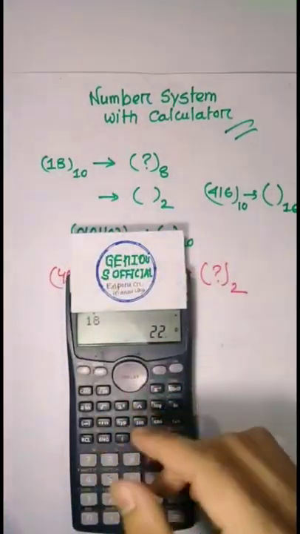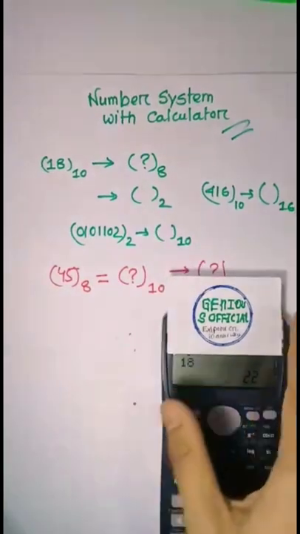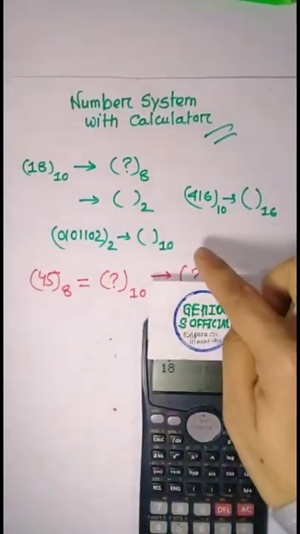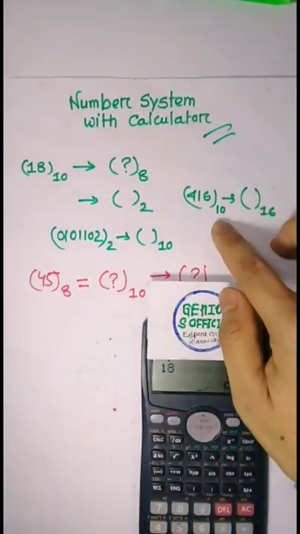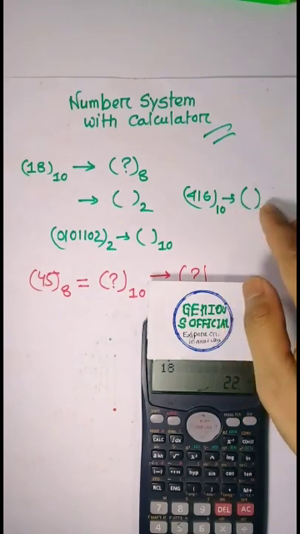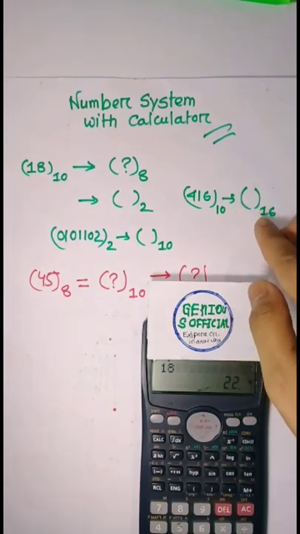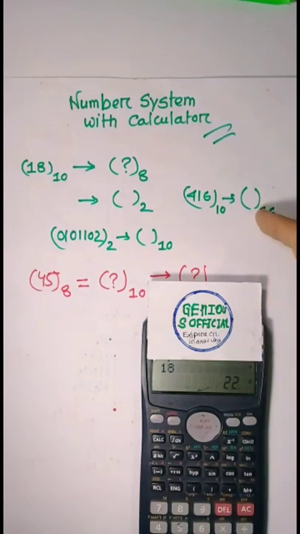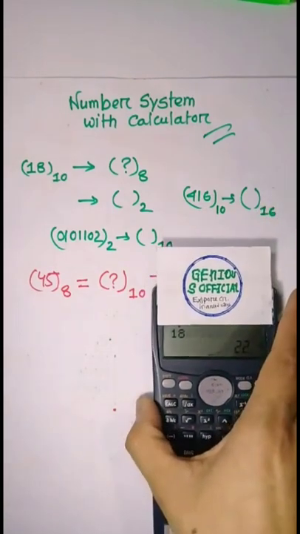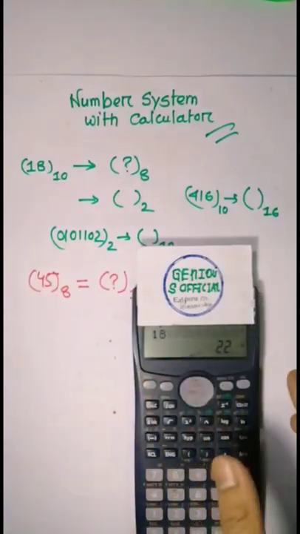Okay, now we can see another example. This is the decimal number 416. It is converted into base 16, that's why it's called a hexadecimal number. Okay, we transfer it into the hexadecimal number.